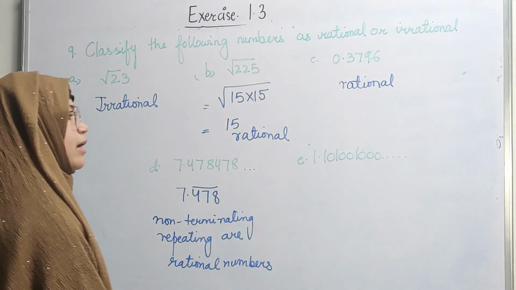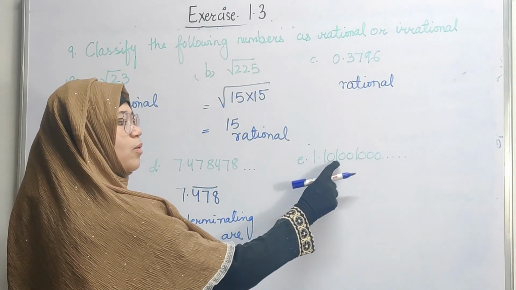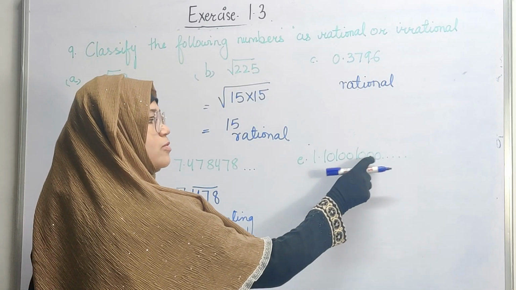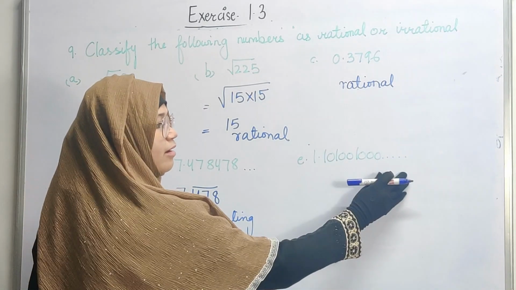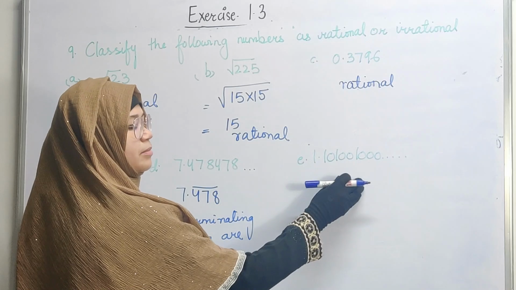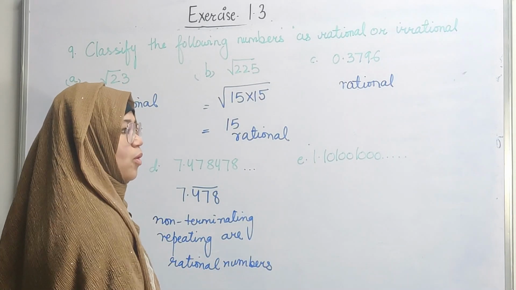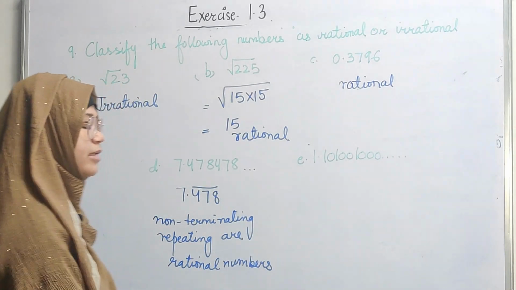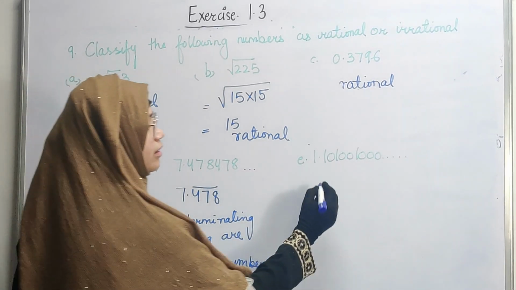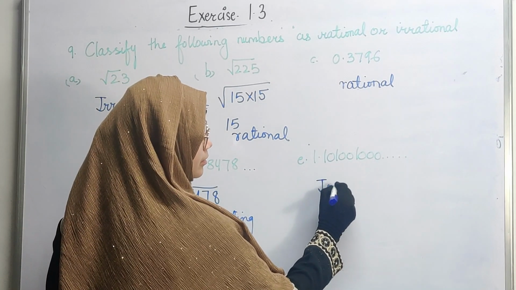Moving on to the E part, 1.10. Clearly you see here it is non-terminating and non-repeating. So non-terminating, non-repeating decimals are all irrational numbers.